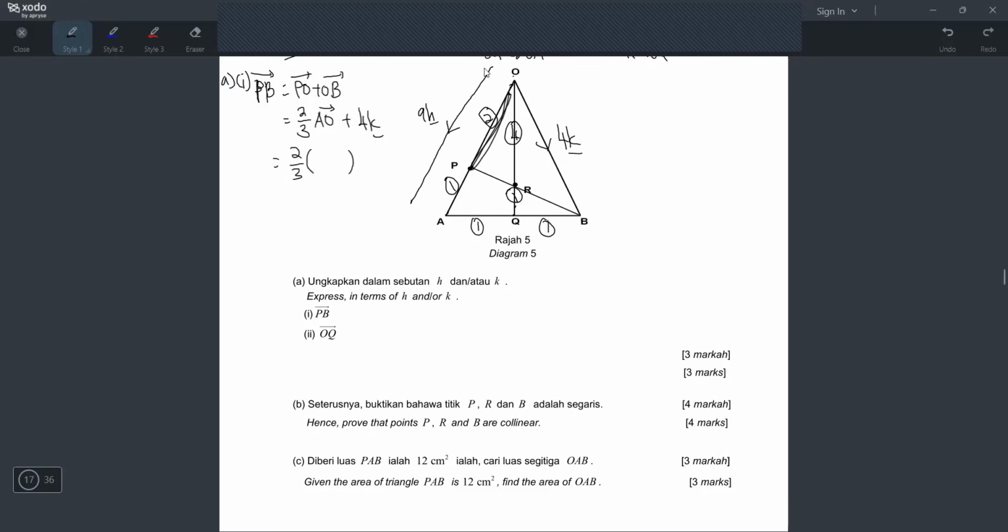And then what is AO? Okay, you have vector OA. OA is 9H. So what is AO? Negative 9H. And then plus 4K. So now the answer comes: 9 divided by 3 is 3, times 2, negative 6H plus 4K. Alright, so this is the answer.